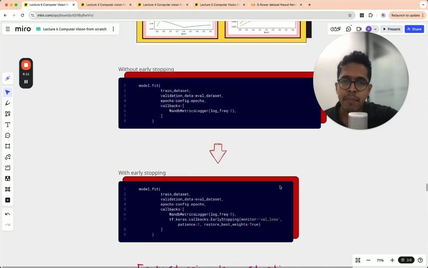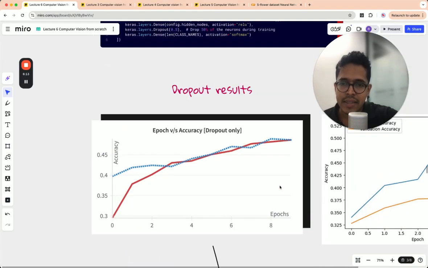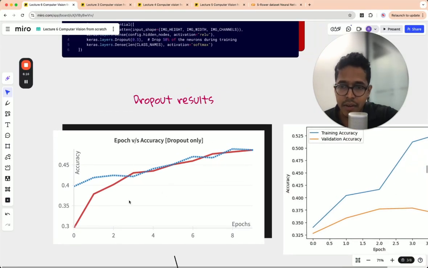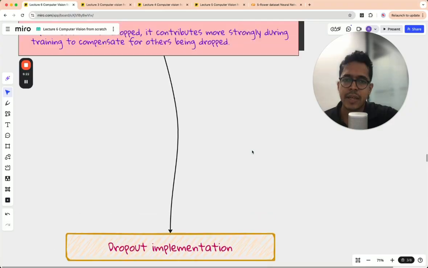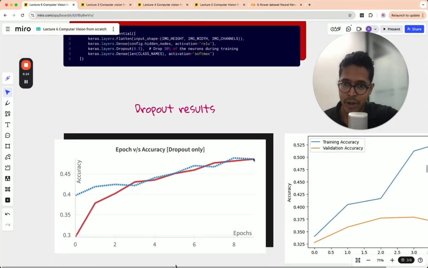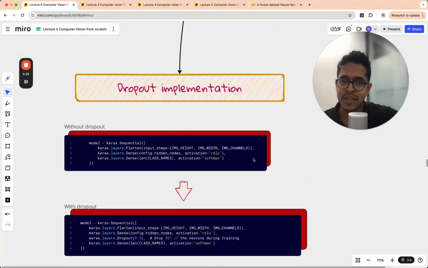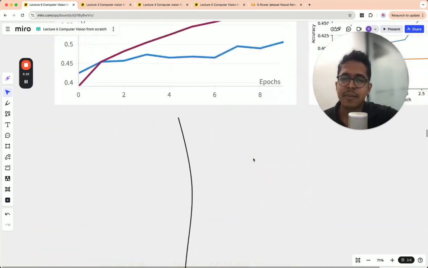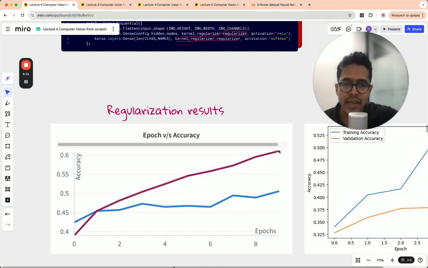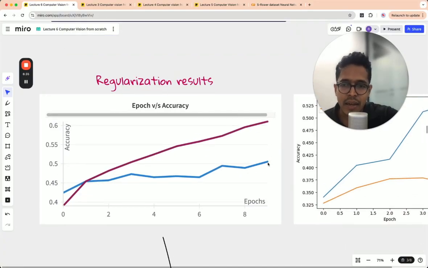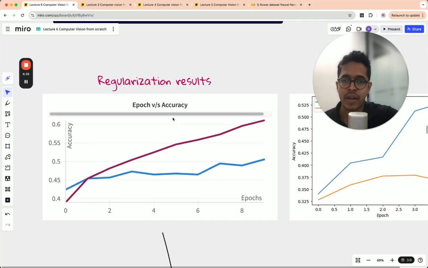Before, when we implemented regularization, I think we got around 0.5, right? This was just dropout. Here also we got around 0.5 as the validation accuracy, but training accuracy was also 0.5. So that was another issue. With just regularization, we got above 0.6 as the training accuracy, and slightly above 0.5 as the validation accuracy. So this was with L2 regularization.